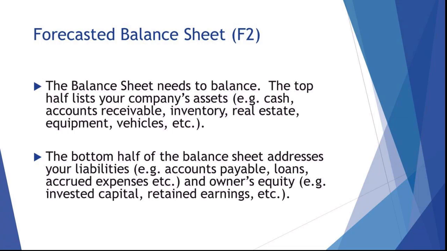As the name implies, the balance sheet does need to balance. The top half of your statement is going to list your company's assets, such as inventory, cash, accounts receivable, computers, equipment. And then the bottom half is going to address your company's liabilities, such as salaries payable, accounts payable, and loans, along with owner's equity items, such as retained earnings and owner investments.